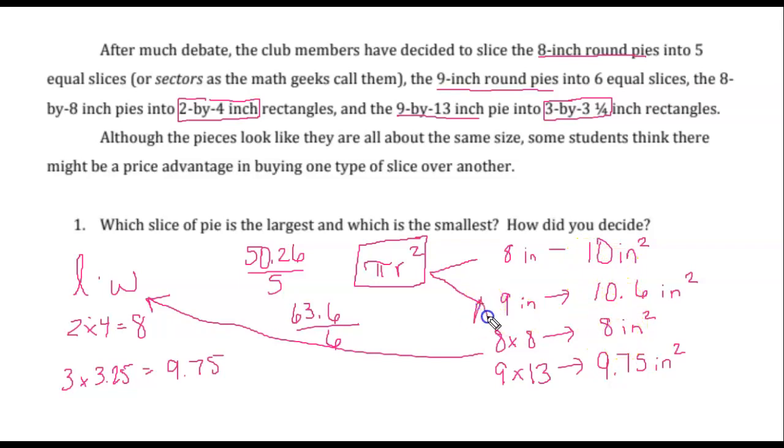So now we have all 4 of the areas for our pie pieces, and notice that the largest was the 9-inch round pie. The next largest was the 8-inch round pie. The next largest was the 9 by 13 cake pan, and the smallest was the square cake pan at 8 by 8. So those are the areas, and now we know which pieces are bigger.